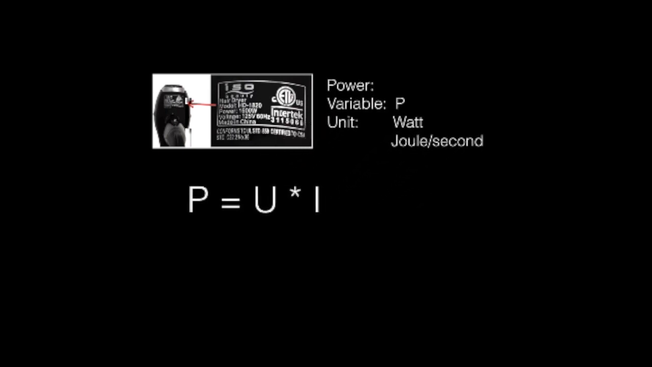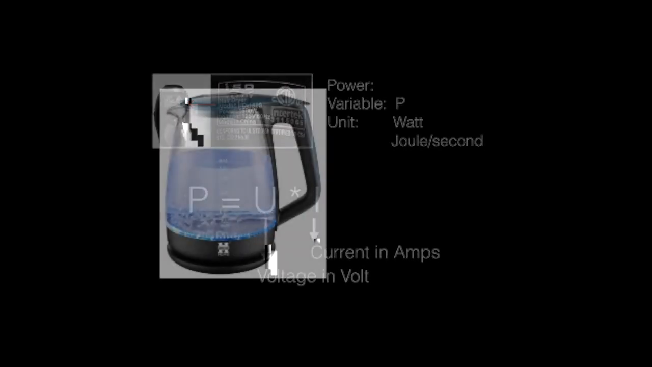The power of a device can be calculated by multiplying the voltage with the current that goes through the appliance. As an example, we look at the water cooker. The water cooker is connected to a 230 volt socket. When turned on, the current through the water cooker is 9.57 amps. When we want to know the power of the water cooker, we use the formula and fill in the known variables.